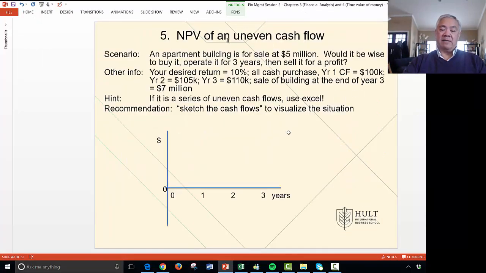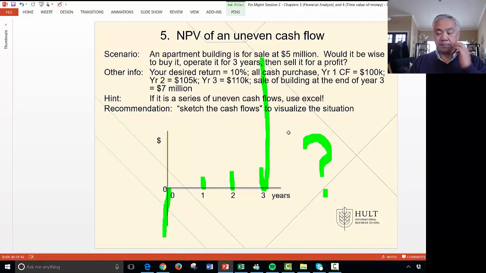Scenario 5 is kind of a typical investment scenario of an uneven cash flow. And here we had other info. As we mentioned, we needed that info. It looks like this. The building is for sale for $5 million. The first thing is a big negative. That's negative $5 million. And then we operated for 3 years. So we get small cash flows, a little bit here, a little bit more next year, and a little bit more the following year. And then we sell it at the end of year 3 for a very big number, right? So the question mark is, does this make money? So let's try this out.